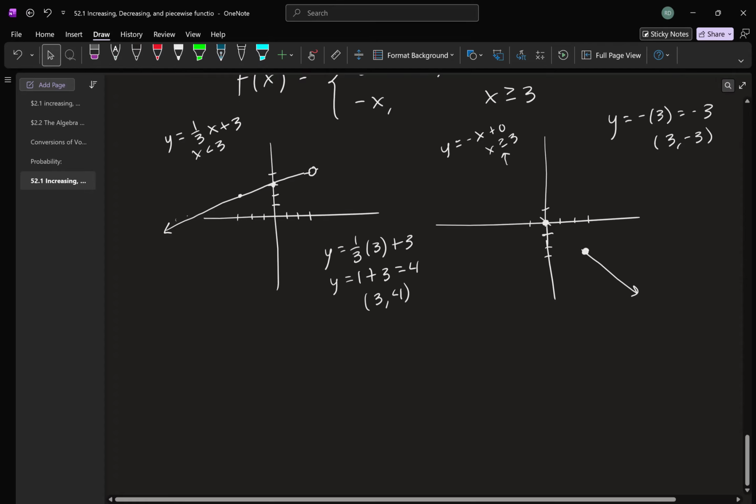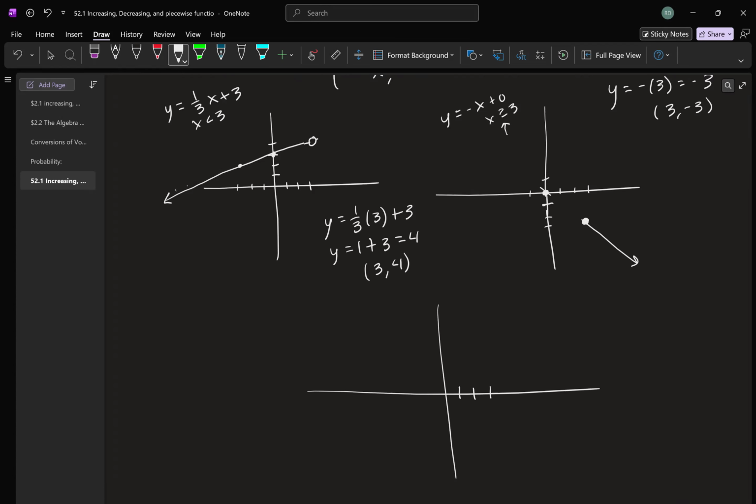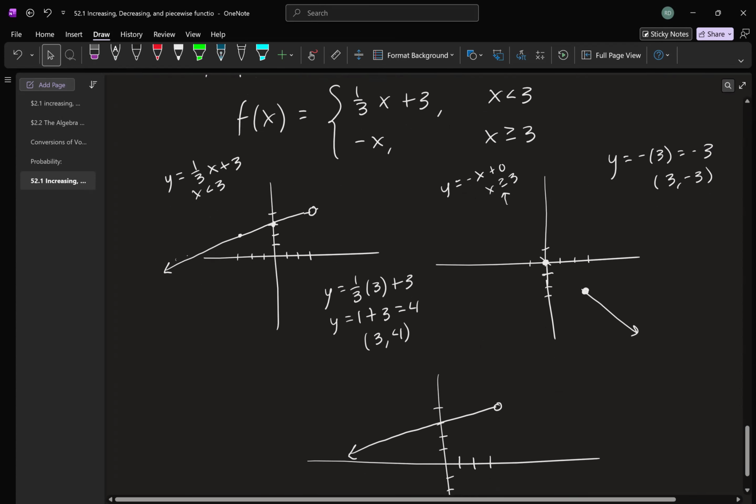Now we have the two pieces, so we can go ahead and put these on the plot together. So your answer graph is going to be both of these put together. And there's your answer. This would be the answer to the graph of this function.